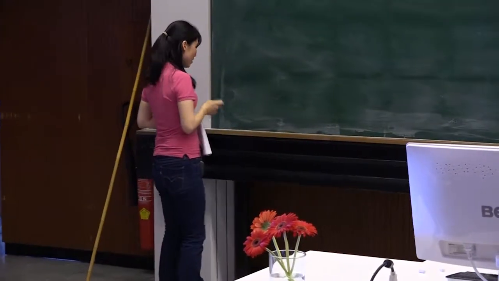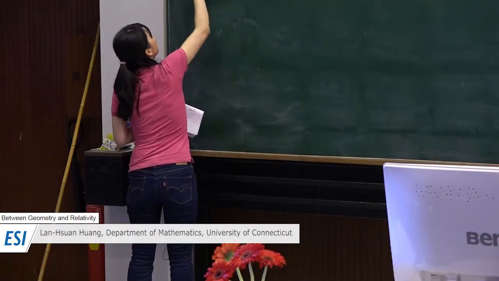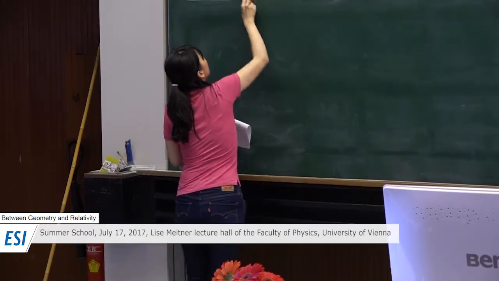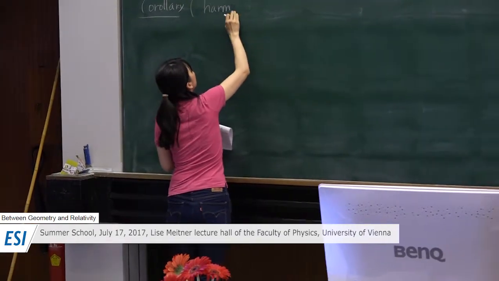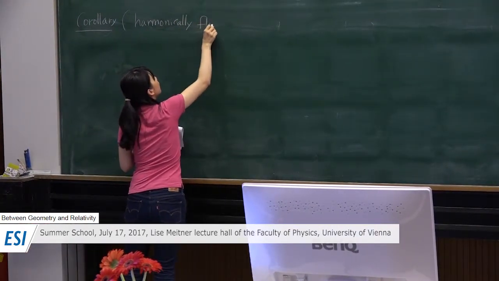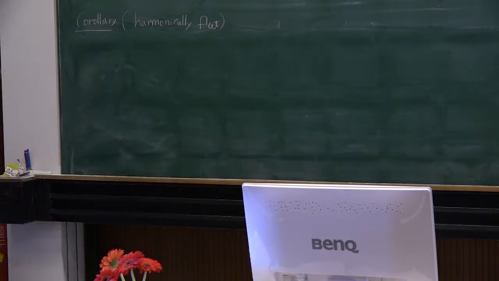And I will talk about the second application of the PD result. I will call this corollary harmonically flat. That's how you produce a metric with special asymptotics from just a general asymptotically flat condition.